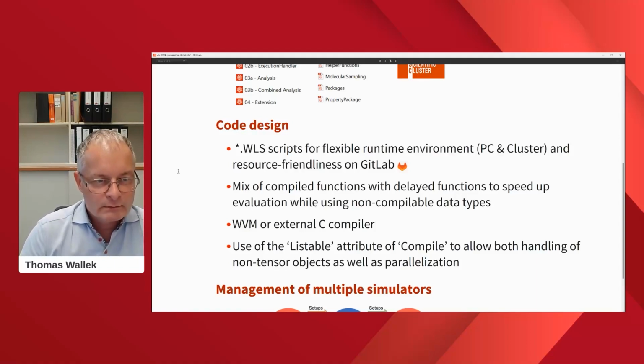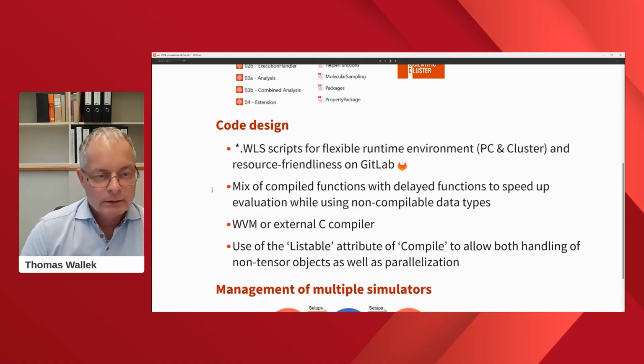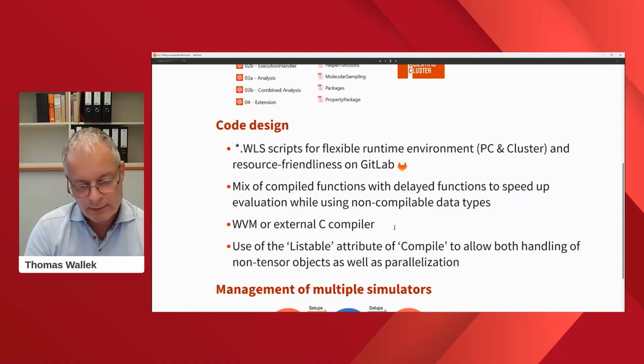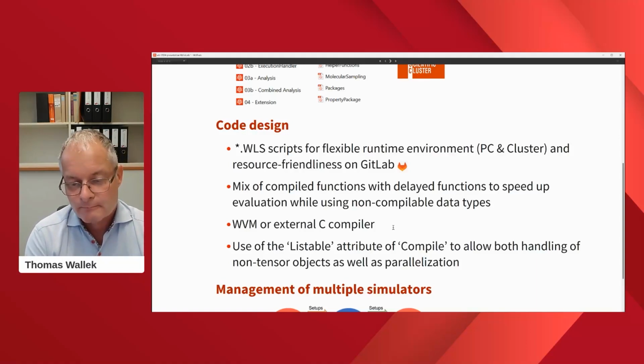At the moment, the code is a mix of compiled functions with delayed functions in order to speed up evaluation while using non-compilable data types. In these contexts, either a Wolfram virtual machine or an external C compiler can be used as target runtime. And last but not least, the listable compiler attribute is applied to facilitate the handling of non-tensor objects, as well as allowing the function to run in parallel.